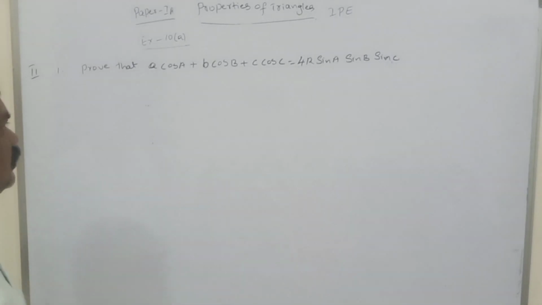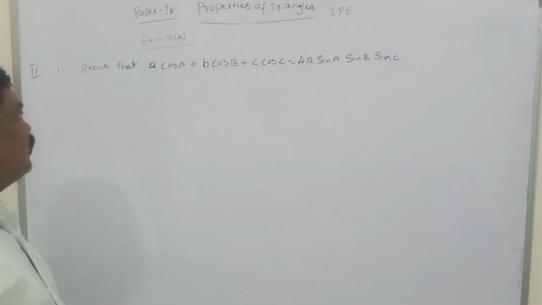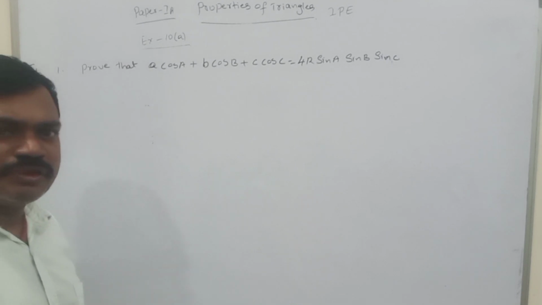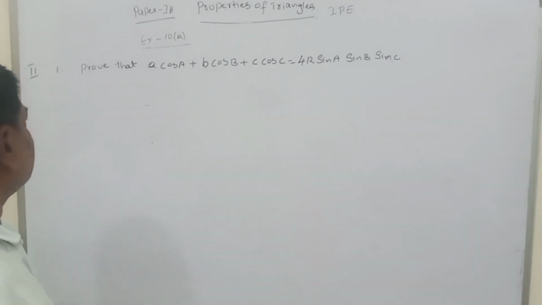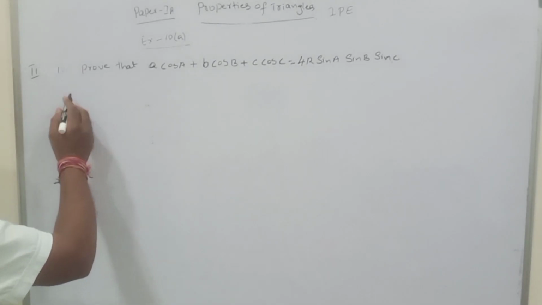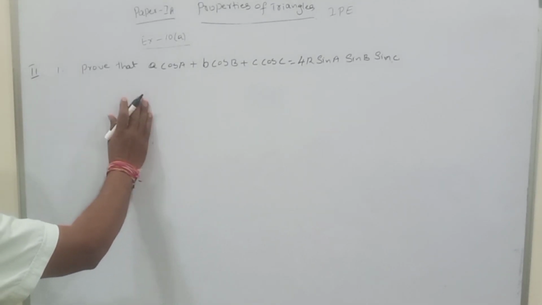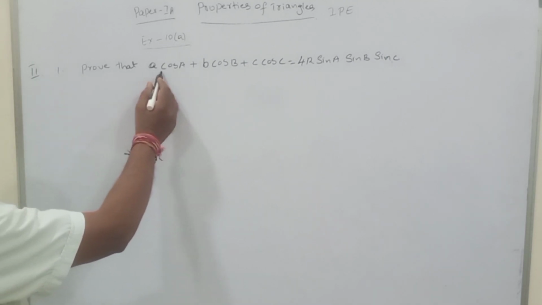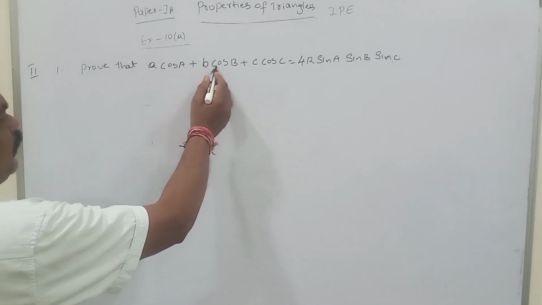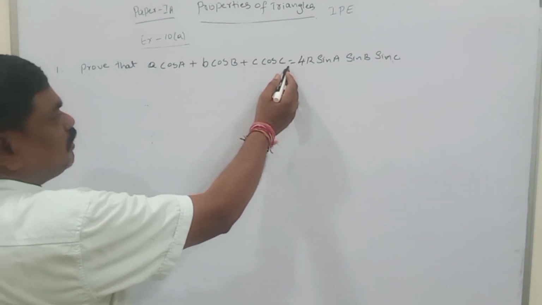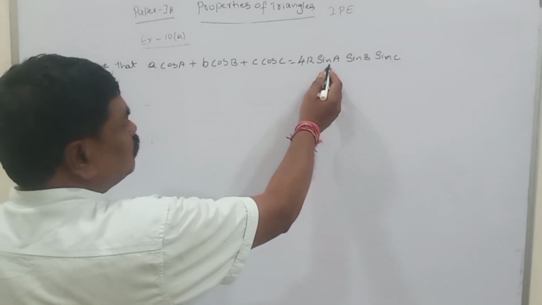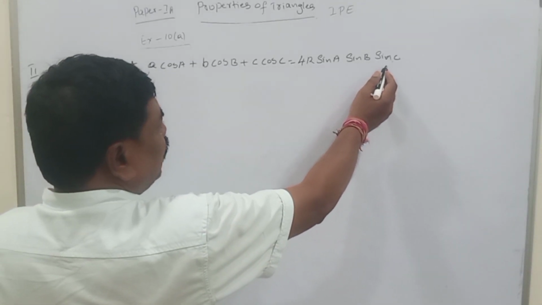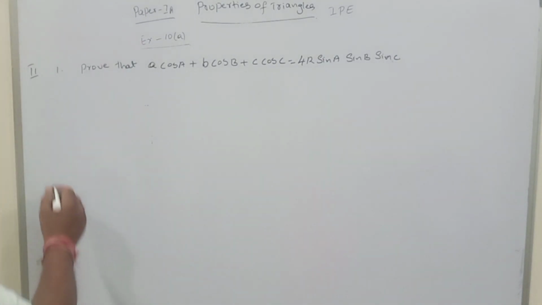Dear students, now we are discussing the properties of triangles. Second section, that is 4 marks problems. First one, prove that a cos A plus b cos B plus c cos C is equal to 4R sin A sin B sin C.